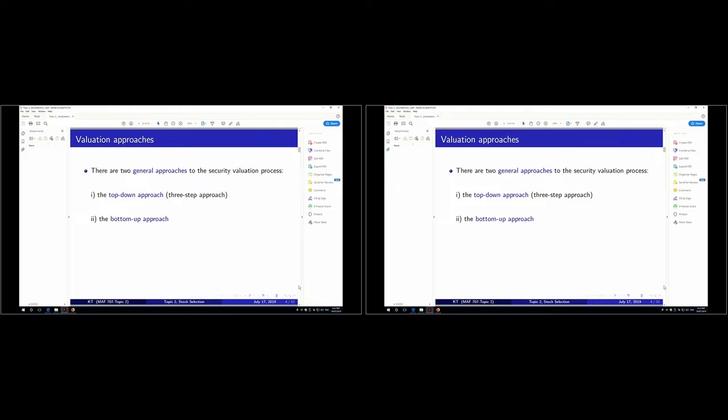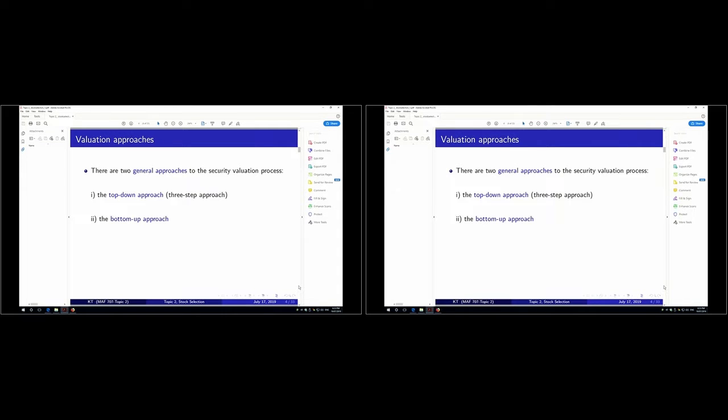If the value is greater than the market price, then you go and buy. You recommend buy. If the value is lower than the market price, then it's overpriced. Then accordingly you make the decisions. So there are two approaches, but we will not focus on the bottom-up approach because it's stock selection.